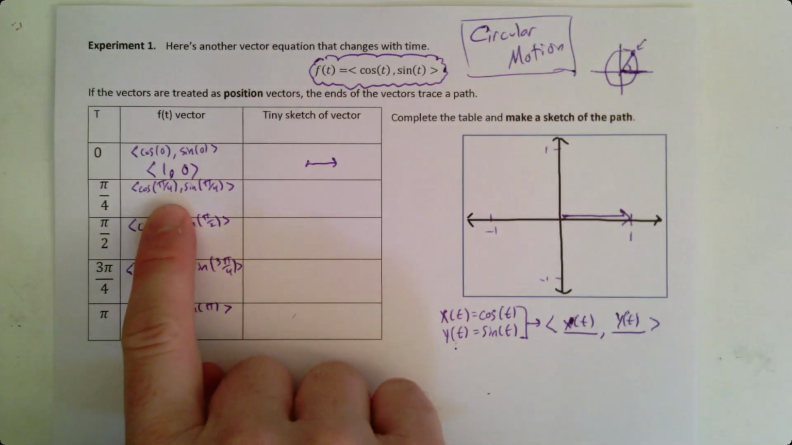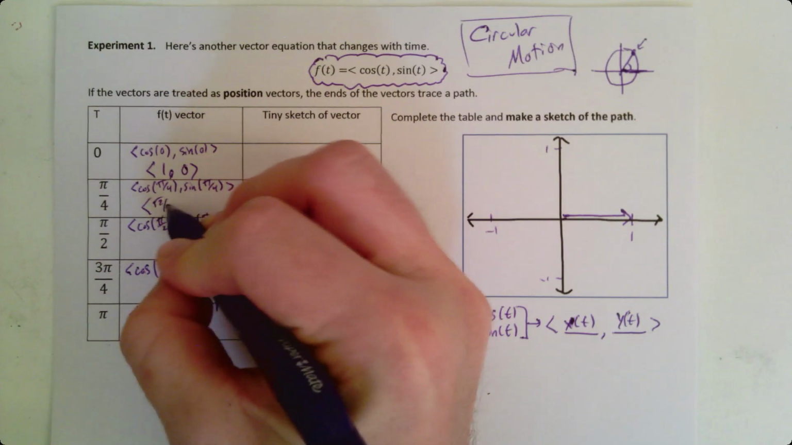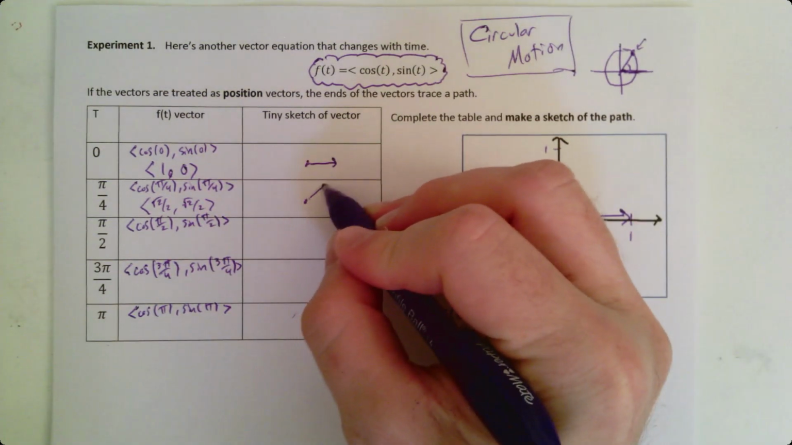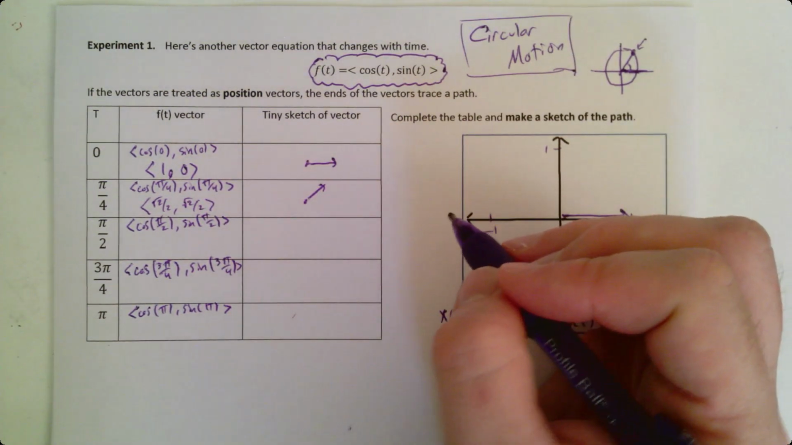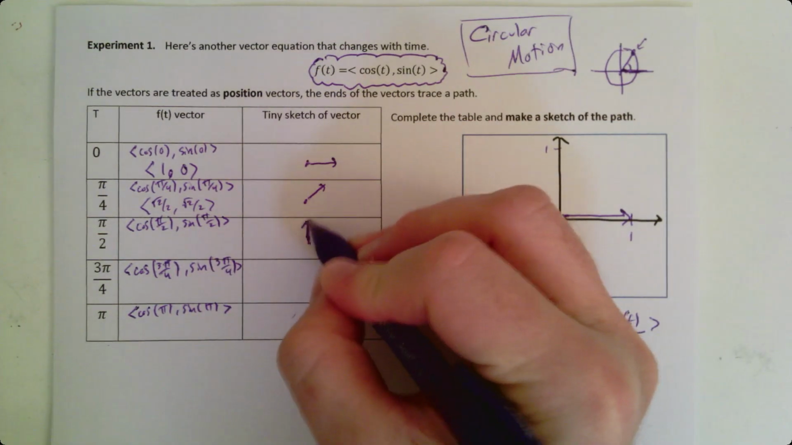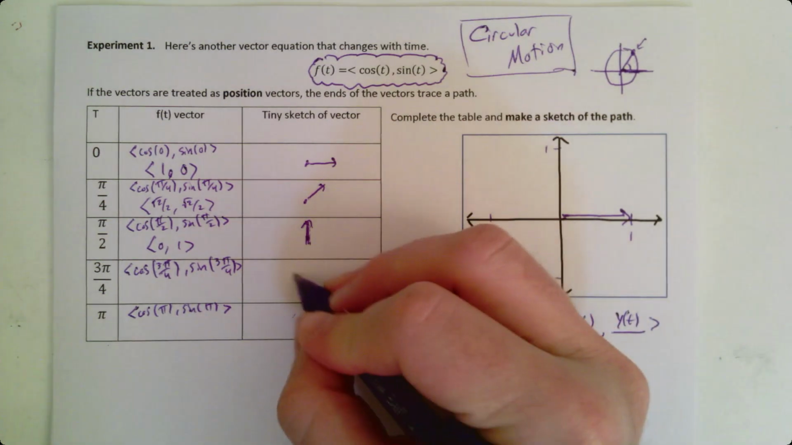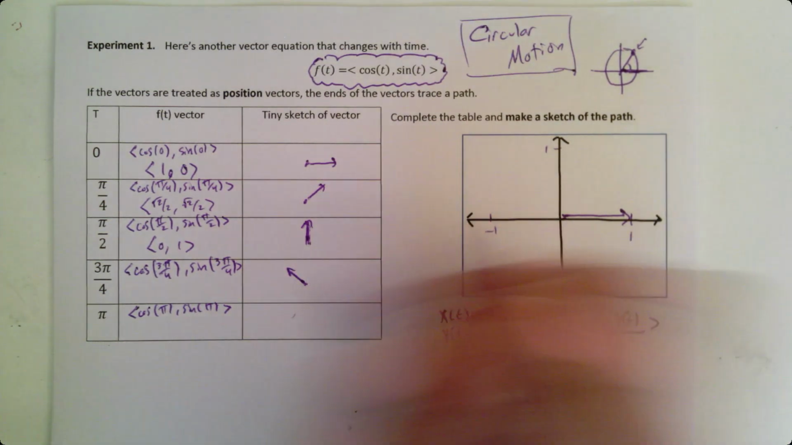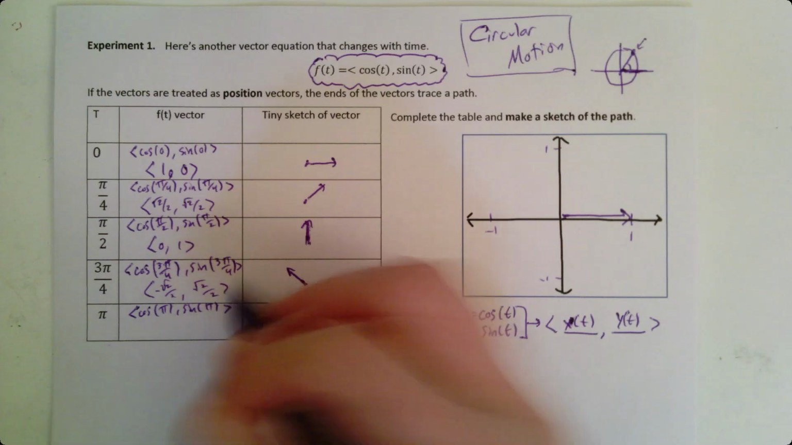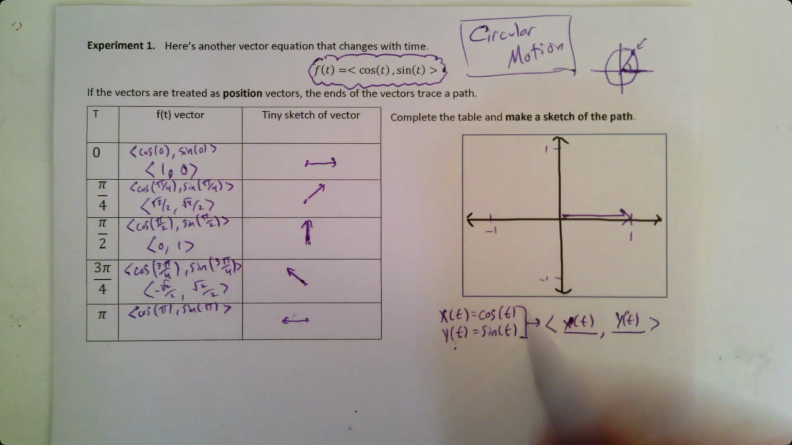Then at time pi over 4, that corresponds to 45 degrees. So that should be root 2 over 2, root 2 over 2. And so that would look like this vector that points at 45 degrees and has length 1. When the angle's pi over 2, that points straight up and would give us the vector 0, 1. At 3 pi over 4, it points 45 degrees in that direction, and so I would have negative root 2 over 2, root 2 over 2. And then the angle of pi is the same as 180, so it points straight to the left.